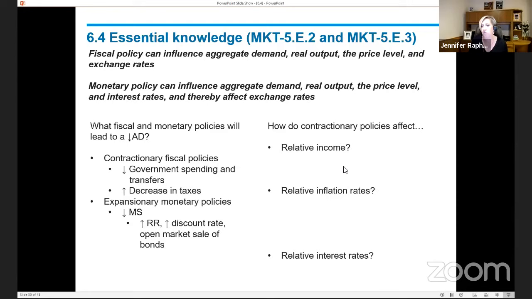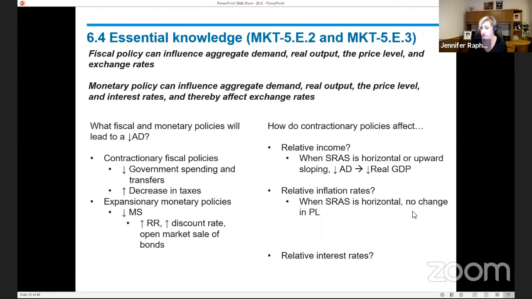All right, so now how do contractionary policies affect relative income, relative inflation rates, and relative interest rates? So you should be able to do the same thing. The goal of contractionary policy is to decrease aggregate demand. And so when short-run aggregate supply is horizontal or upward sloping, a decrease in aggregate demand leads to a decrease in real GDP, which would produce a decrease in national income.